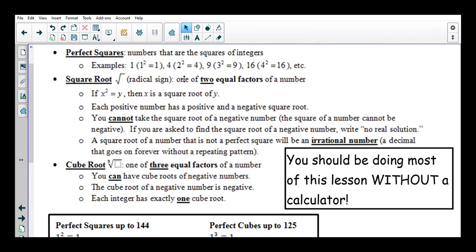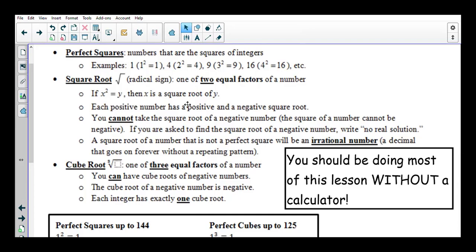A square root is one of two equal factors of a number. It's specifically defined in math as: if x squared equals y, then x is a square root of y. So if I take the square root of y, I get x. Kind of a weird way to look at it. Every positive number has a positive and a negative square root.